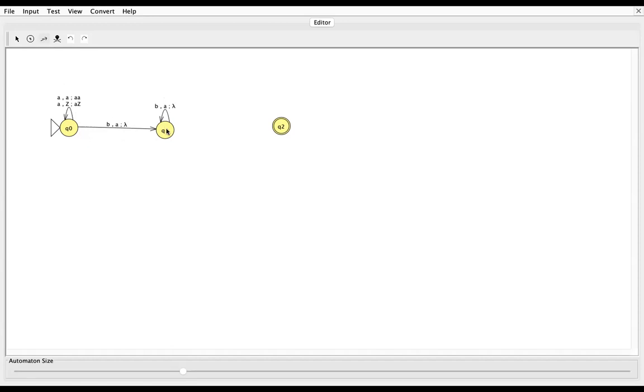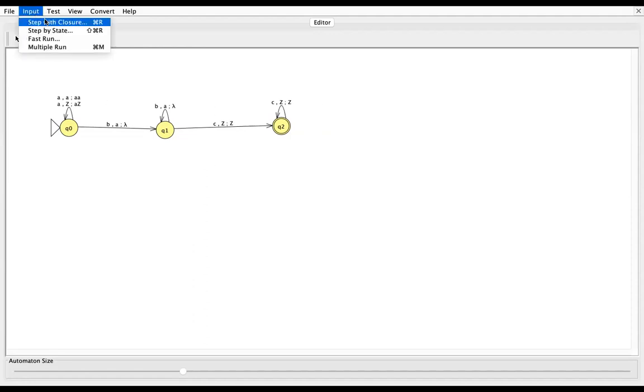And after this, from Q1 to Q2, if we encounter a C and the stack is in the Z state, that is, its initial state, we will do nothing and just skip it. So anytime we encounter a C, we do nothing, we just skip it. So for A's, we are pushing; for B's, we are popping A's; and for C's, we do no such operation, we just skip the C's.